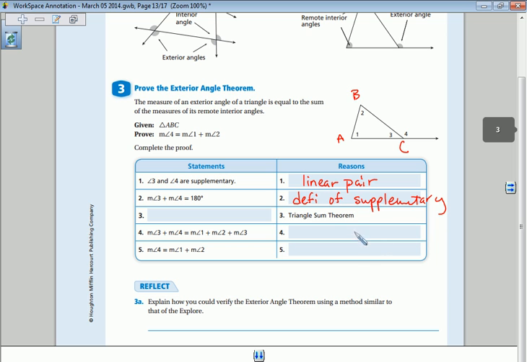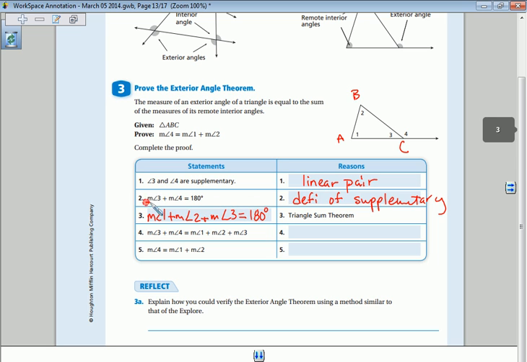Now, the next statement is regarding the triangle sum theorem. What does the triangle sum theorem say? That all the angles equal 180. Good. When we add up the measures of all the angles, it's always going to equal 180 degrees, no matter what your original triangle looked like to start with.